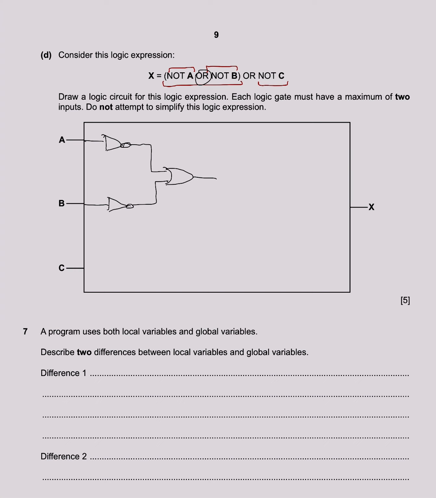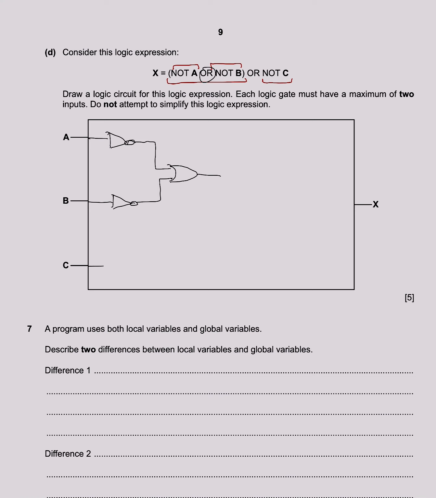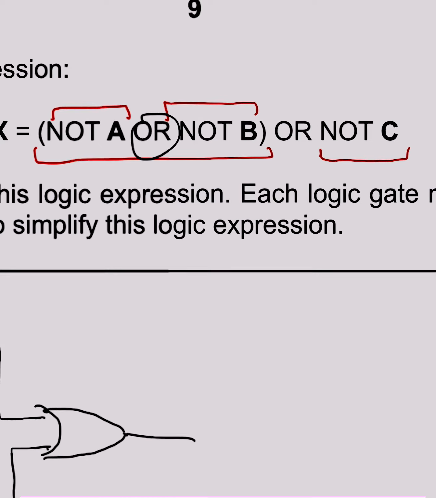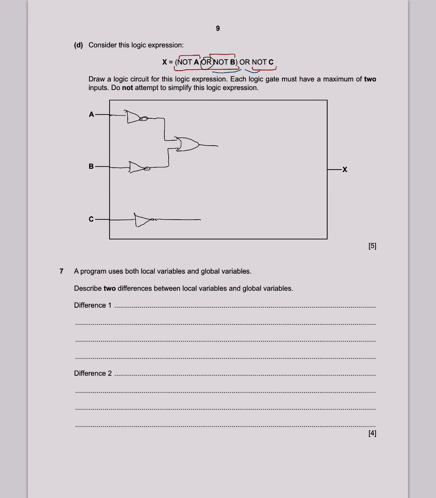Okay, and then we're going to the second part now, which again, if we look at here, not C. So again, we are inverting the output from input C. So not C. Okay, and we'll see that, let's change the colour there to blue, I'm just highlighting there, the output from this part and this part are going into an OR gate.